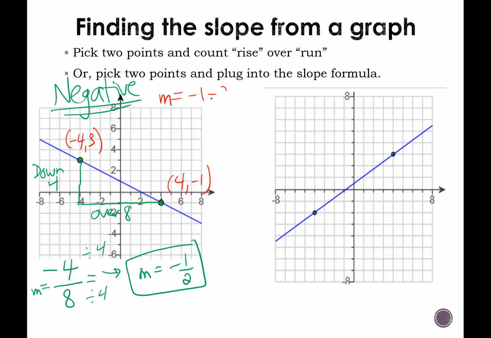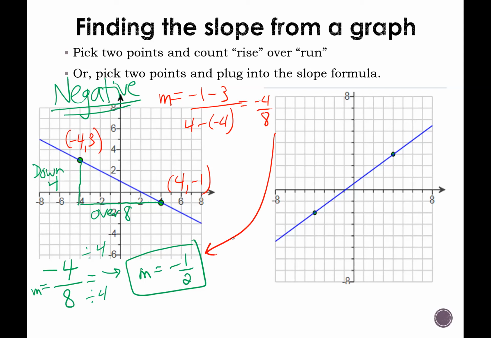-1 minus 3 over 4 minus -4. There's your -4 over 8, which again reduces to -1/2. So use whichever method you prefer. I think it can be nice and quick to do it just by counting on the graph. So give that a try if you haven't already. But the formula is there for you as well.